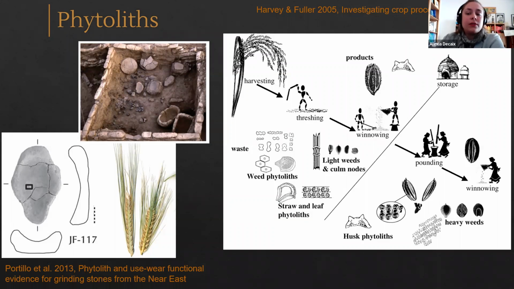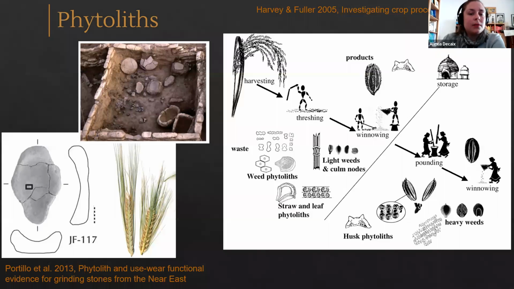Samples for phytoliths can be collected on various farming tools, including grinding stones. And here you have the example of Jerf el Ahmar in northern Syria. Phytoliths characteristic of barley inflorescences, of the spikes, were identified, and combined with use-wear analysis, the study suggests the use of the stone to either de-husk or grind the cereal.